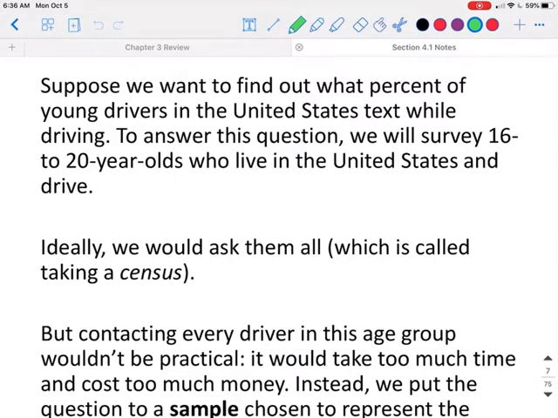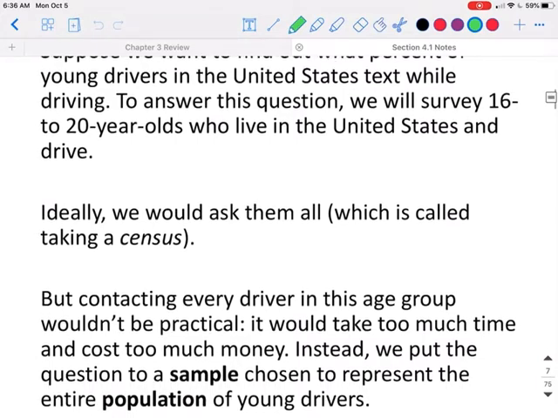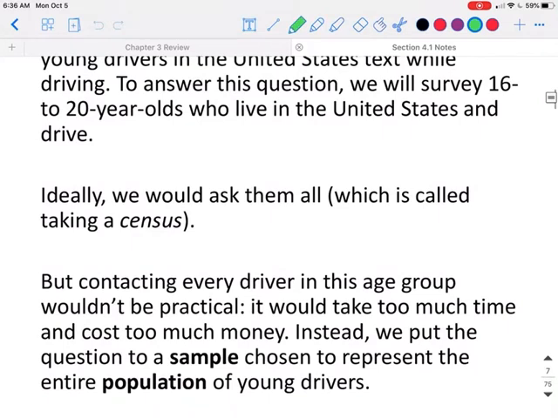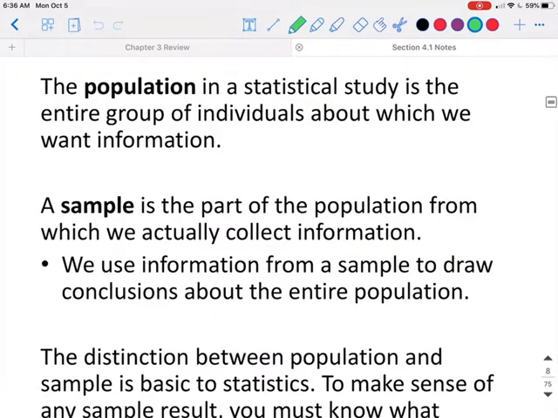Ideally, we would ask them all, which is called a census. But contacting every driver in this age group wouldn't be practical. It would take too much time and cost too much money. Instead, we want to question a sample chosen to represent the entire population of young drivers.